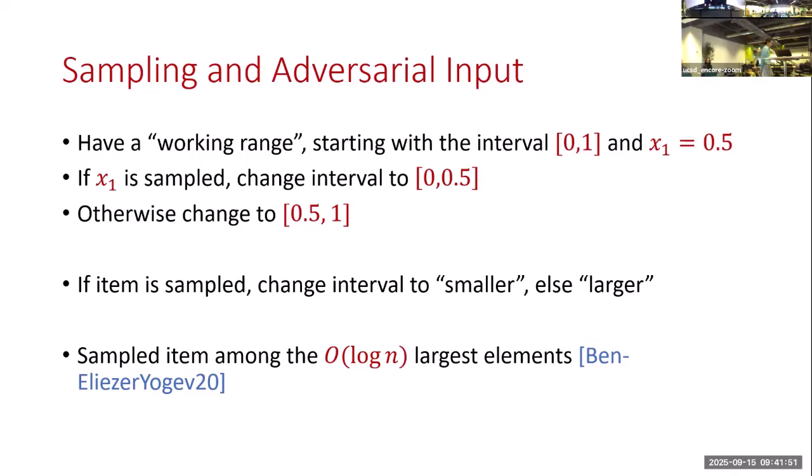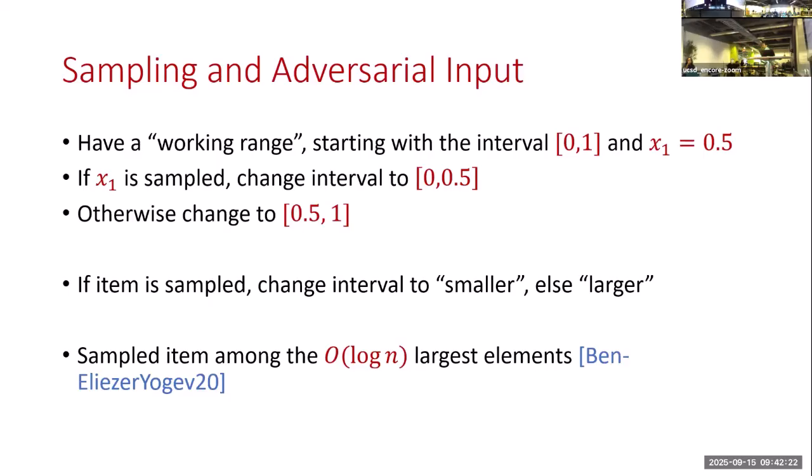We'll always choose some element that is the midpoint of our working range, and that will be the next item that's produced in the data set. So the main intuition here is that if we sample an item, then because we change the upper end of the interval to the value of that sample, we'll always have the remaining updates in the stream be smaller than the sample that we took.